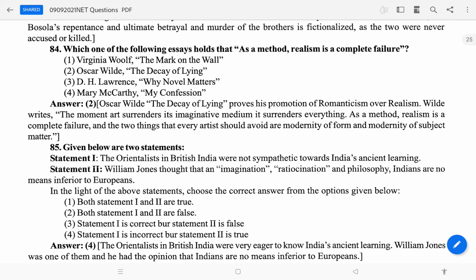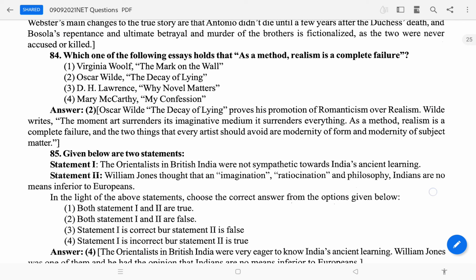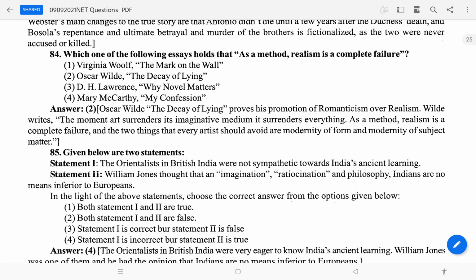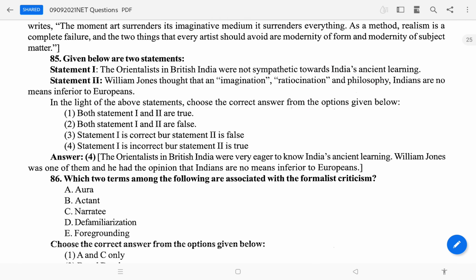So he said that realism is a complete failure, and the two things that every artist should avoid are modernity of form and modernity of subject matter. So he totally rejects the modernity of form, the modernist work, like naturalistic and realistic work, and modernity of subject matter. So he completely rejects these things. Let's see question number 85.